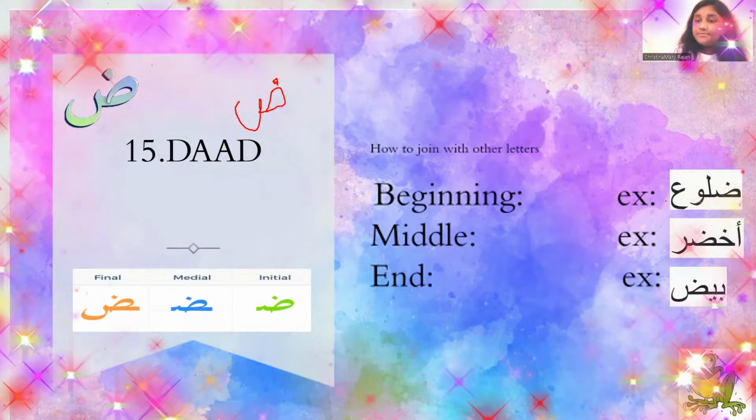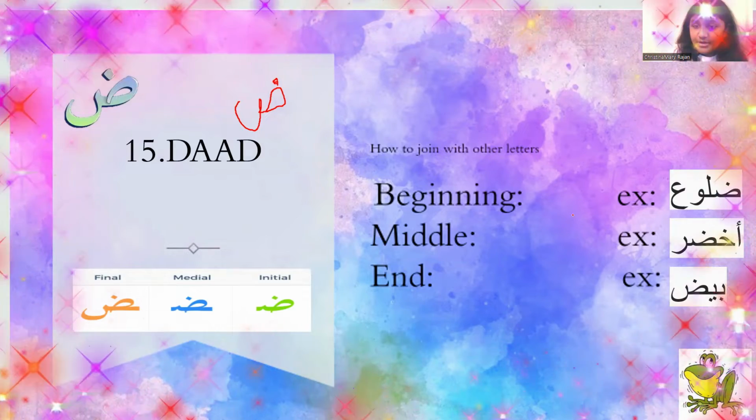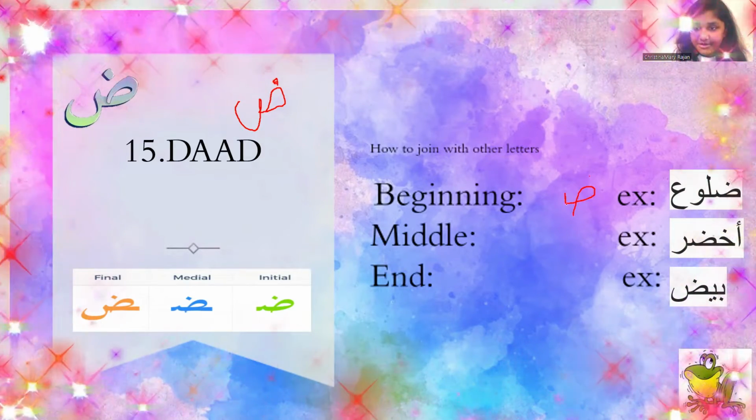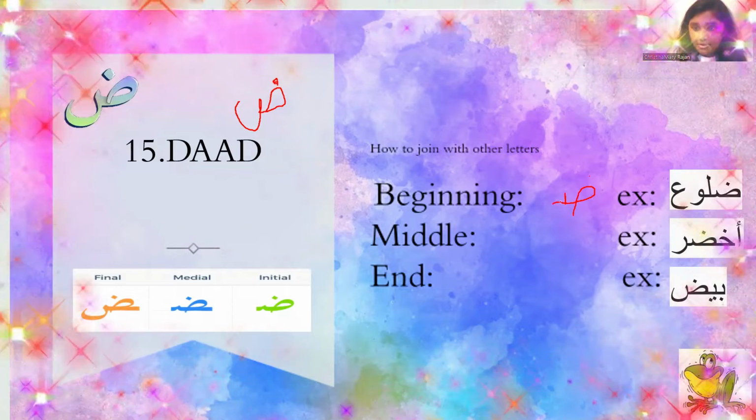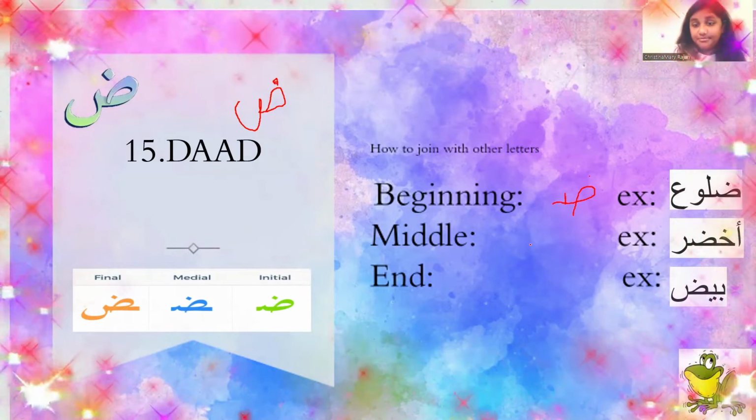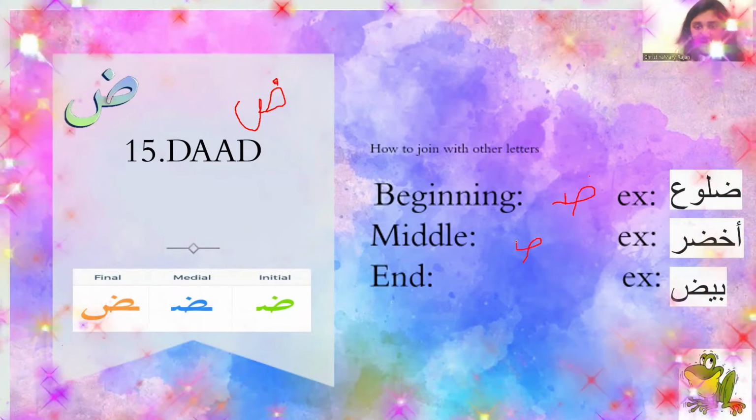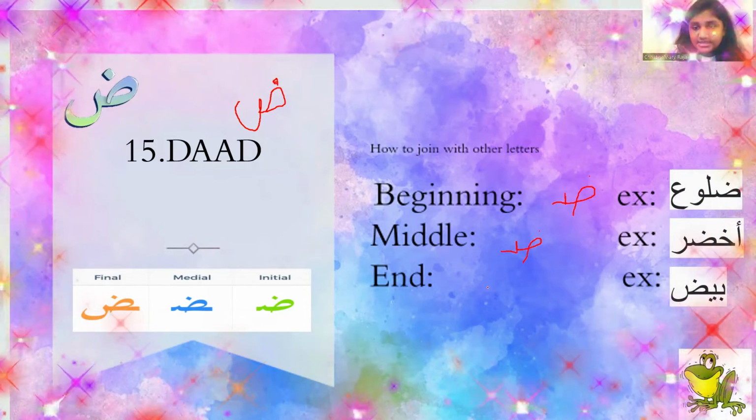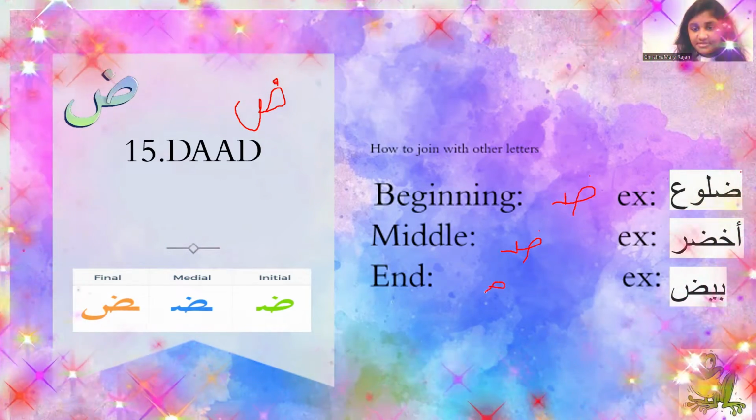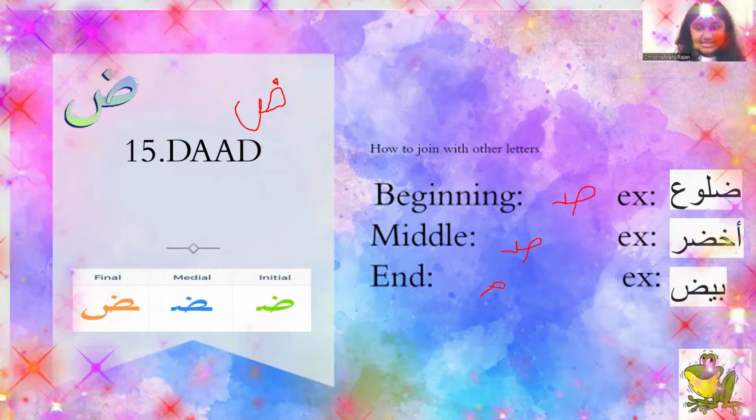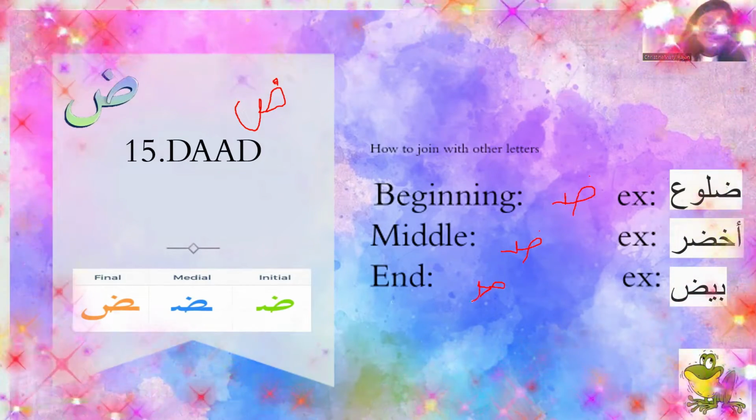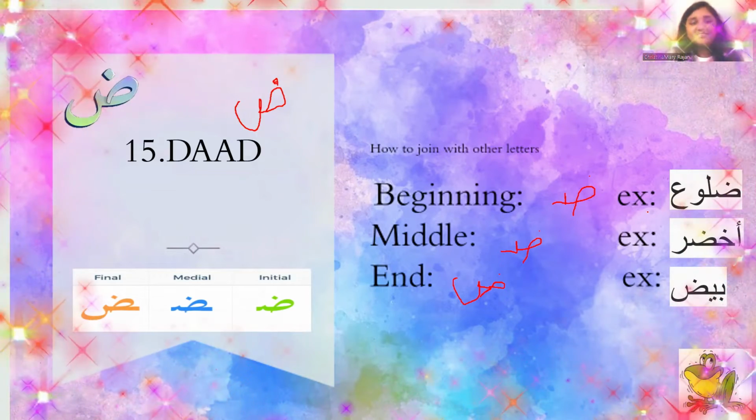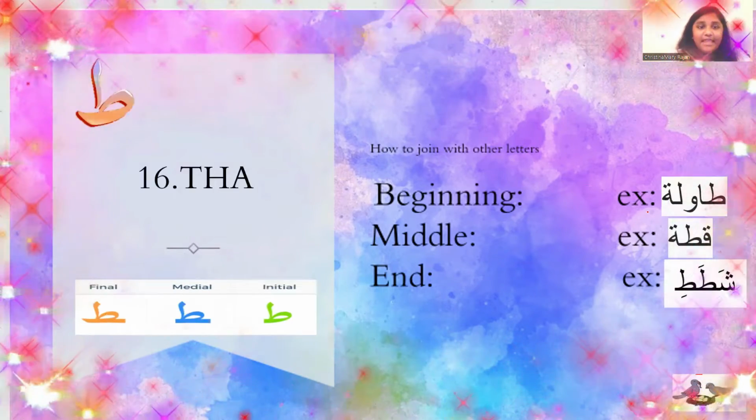Okay. Now, in the beginning, we write it the same way we wrote it before, like this. Done. You can't leave its mark, you know. Its special mark. Next, in the middle also, it's the same way. And at the end, just how we did for Saad. Like this. Okay, then let's hop on to our next letter.